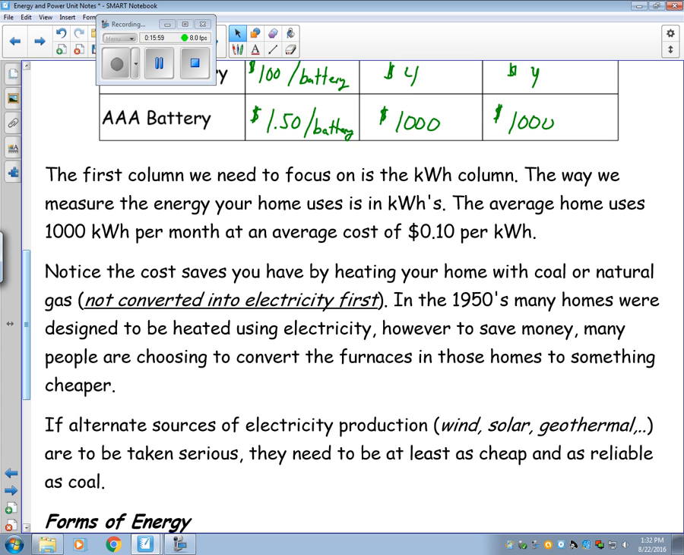In the 1950s, many homes were designed with radiant heating cables. You passed electricity through them, and then it would get hot, and that's how you heated your home. But to save money, many people started converting their furnaces into something else. That's what happened to me. My house was built in '55. It has radiant heating cables. I have since converted it over to propane because it's cheaper.